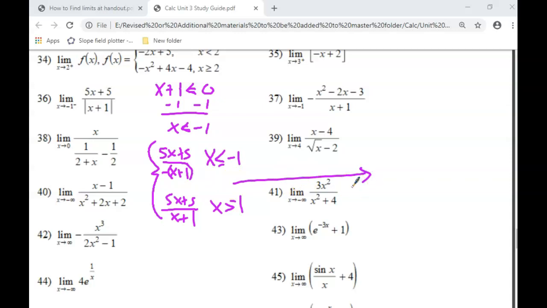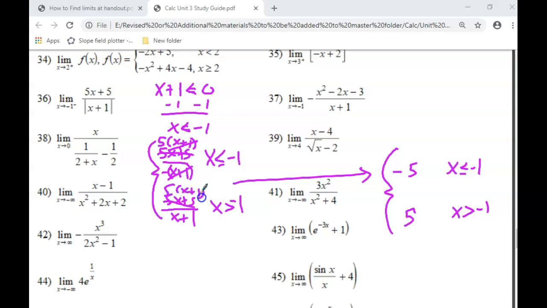On the top, on both of these, we can factor out a 5, which means this is a removable discontinuity. And so the top is -5 for all x less than or equal to -1. But for all x greater than -1, same thing, we can factor out the 5, and the x plus 1's cancel. We have 5. And so here's the function in simplified form.